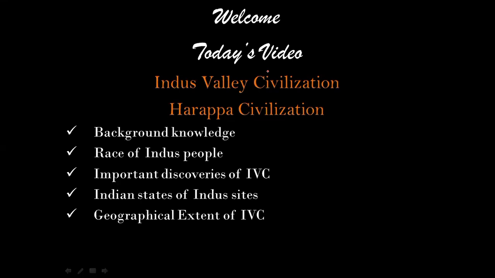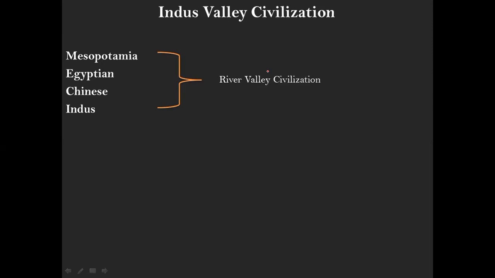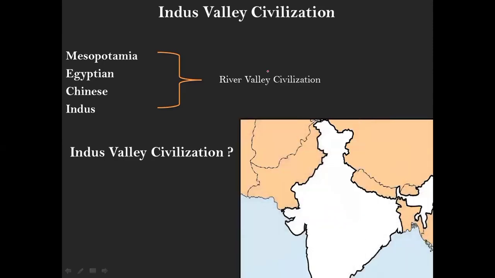So moving further, we know that the Indus Valley civilization is one among the four ancient civilizations of the world, which we currently know as the River Valley civilizations. We have done this in our last video. This civilization is called the Indus Valley civilization because it existed in the river valley of Indus, which is in the Indian subcontinent.